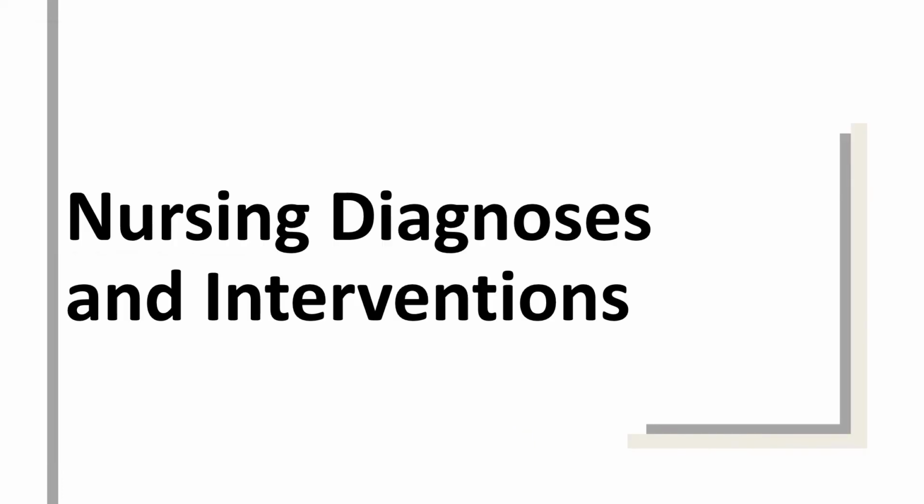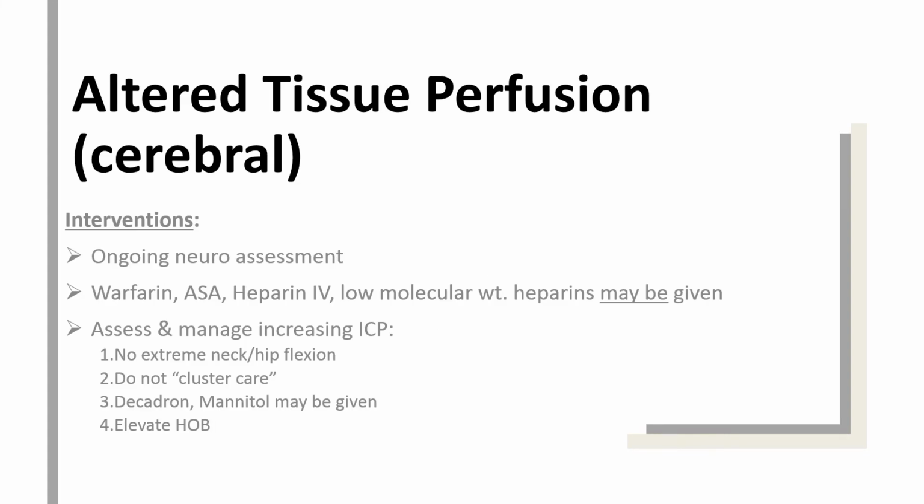In the following slides, we're going to discuss nursing diagnoses and interventions for the client who has had a stroke. For altered cerebral tissue perfusion, nursing interventions are, and although I list ongoing neuroassessment here, it's not an intervention, as you know, but it is important as a reminder that we have to monitor these patients very closely. Platelet-inhibiting drugs such as aspirin and clopidogrel are prescribed for strokes related to thrombus or emboli.